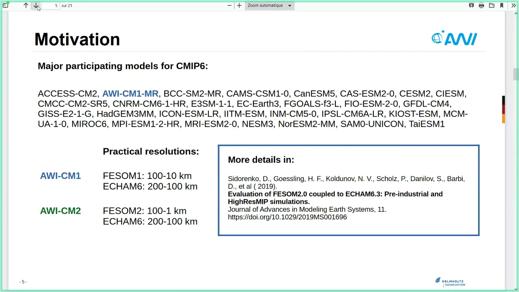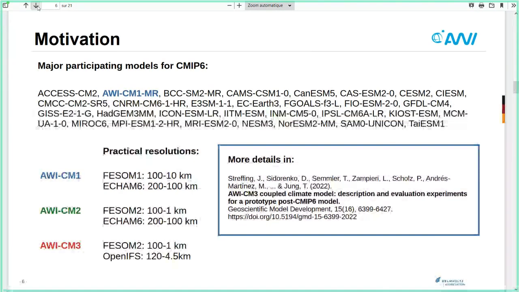But if you have a 1 kilometer ocean model and then a 100 kilometer atmosphere on top, that's quite a mismatch. And so we were looking around for a new atmosphere. We also knew ECHAM wasn't going to develop any further. The new ICON atmosphere wasn't quite ready yet. And so what we ended up doing is we went for OpenIFS, a more readily available version of the IFS code from ECMWF.